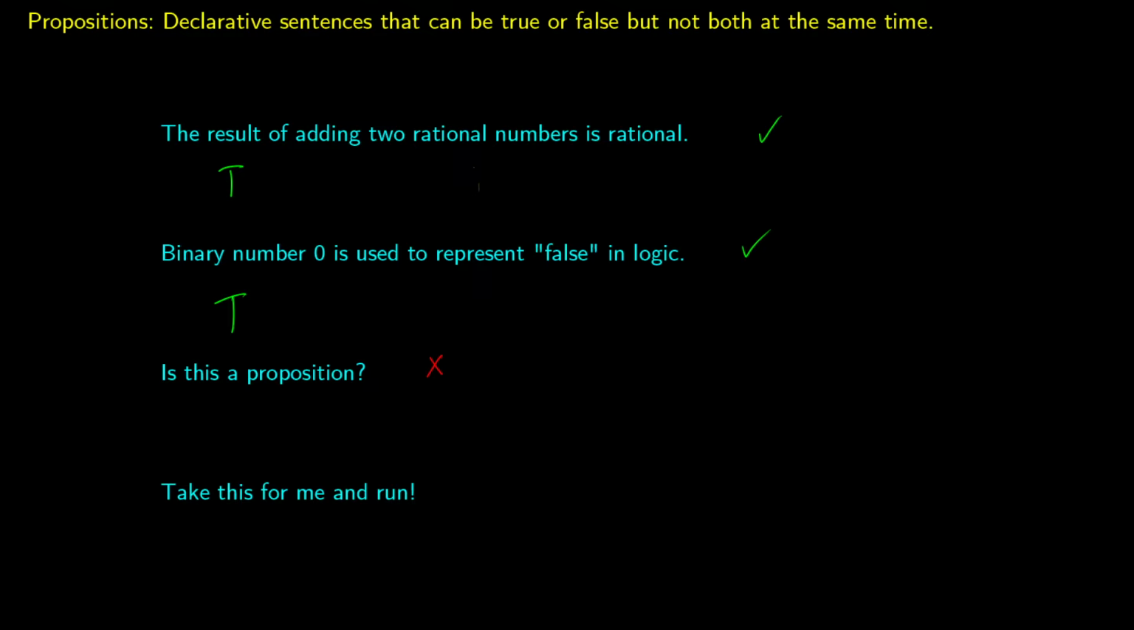What about this? Take this from me and run. True. Take this from me and run. False. That doesn't sound right. This is a command, also known as an imperative. So commands or imperatives are not considered to be propositions, and same with questions, and these are also called interrogatives, coming from the word interrogate. So if you have an interrogative or an imperative, which is a question or command, you are not looking at a proposition, but any sort of simple statement is.